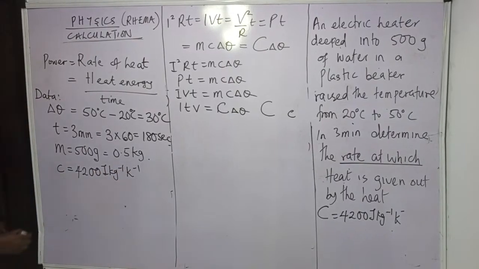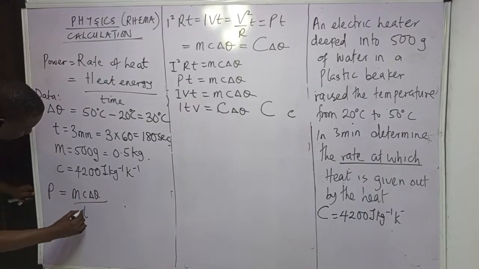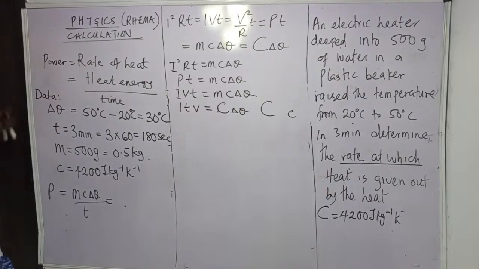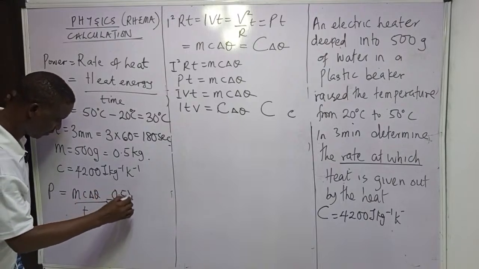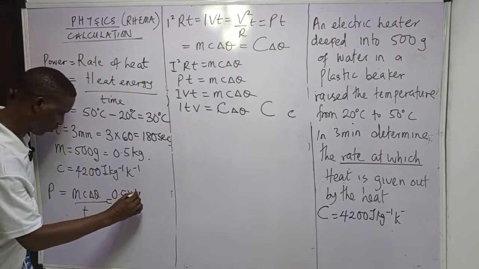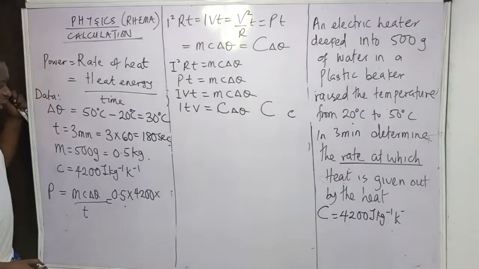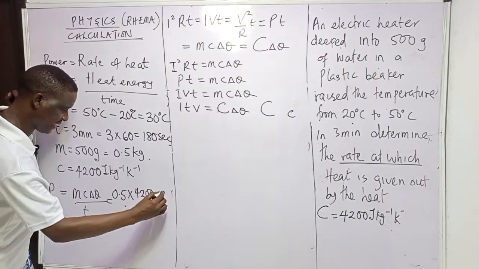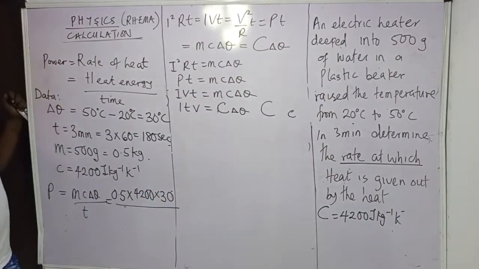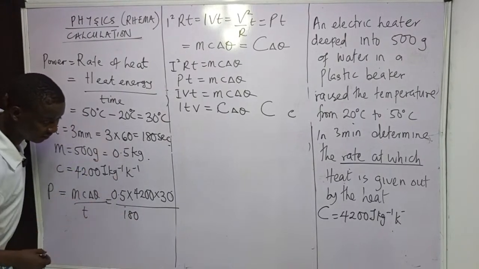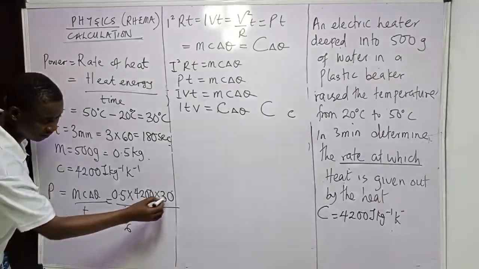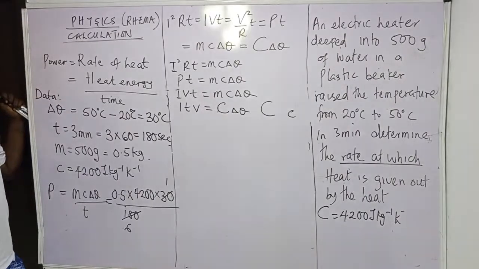Now let's solve. P, or rate of heat, will be equal to mc change in theta over time. So we have 0.5 times c, which is 4200, times change in temperature, 30, divided by the time, 180. This cancels here, we have 6. 30 divided by 180 is 6.